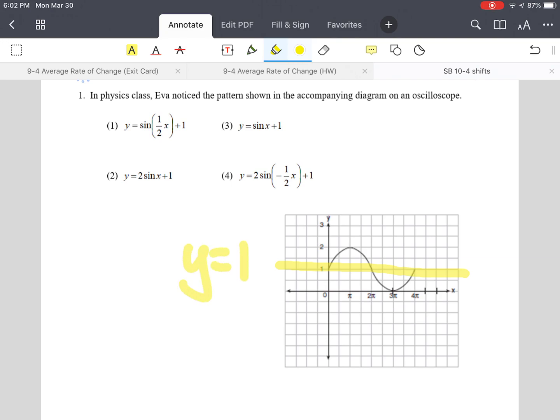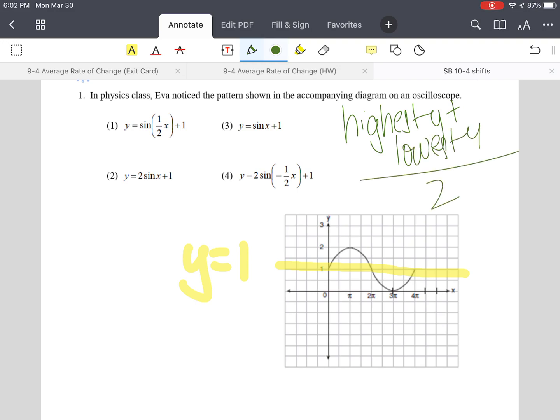But if you weren't sure, here's how you can find the midline. Take the highest y plus the lowest y and divide by 2. We're taking the average. So the highest y is 2, the lowest y is 0, and divide that by 2. That gives me 1. That tells me where my midline is. My midline is at 1. Okay, so that doesn't really help though, because notice they all have a plus 1 at the end. Okay, and they all say sine, so that's not helpful either.